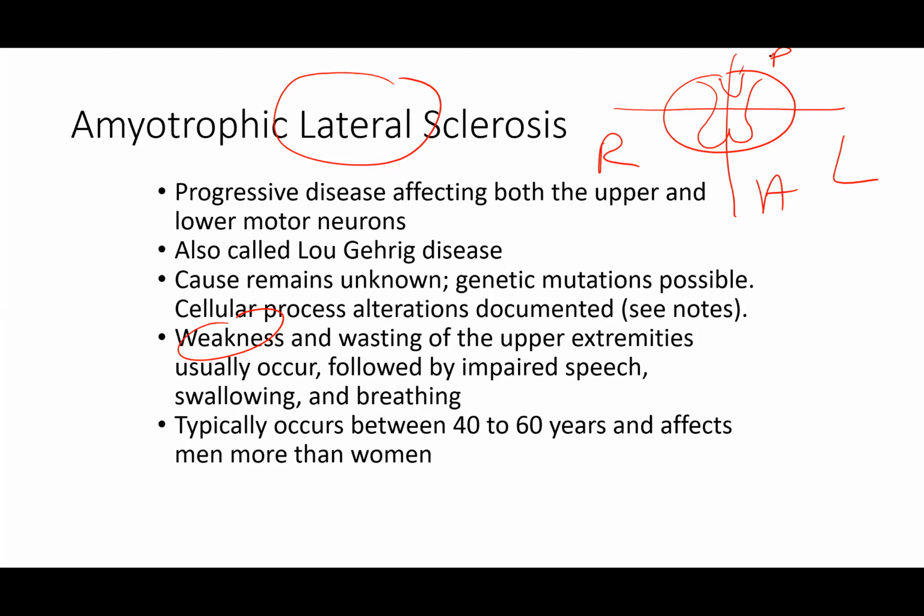So with amyotrophic lateral sclerosis, certain areas of the spinal cord start to become sclerotic. So they start to harden and degenerate, kind of fall apart. And because the lateral area of the cord has certain motor responsibilities, and since those areas are being damaged, then their motor function is lost.